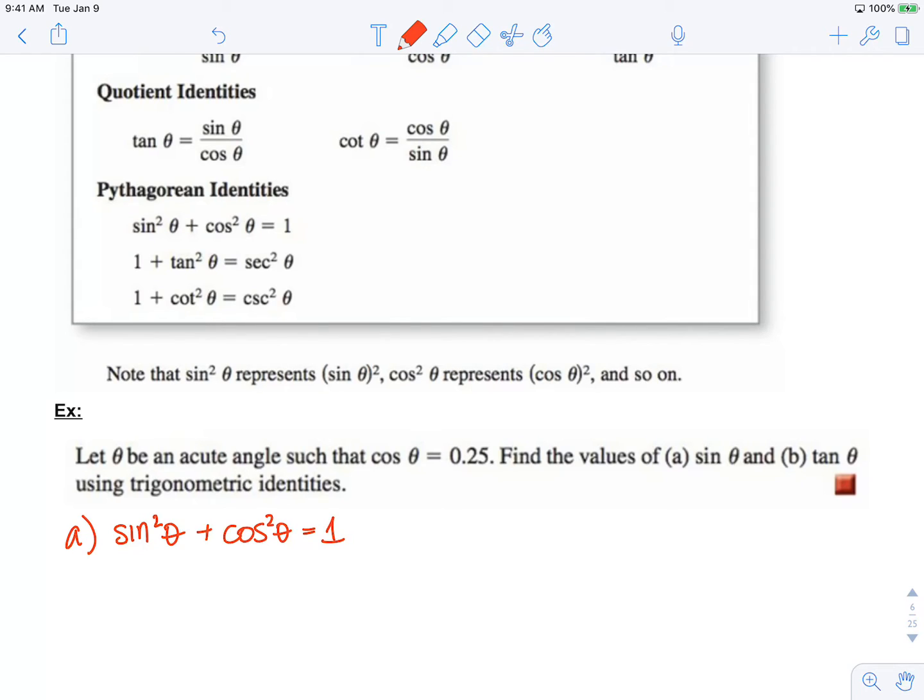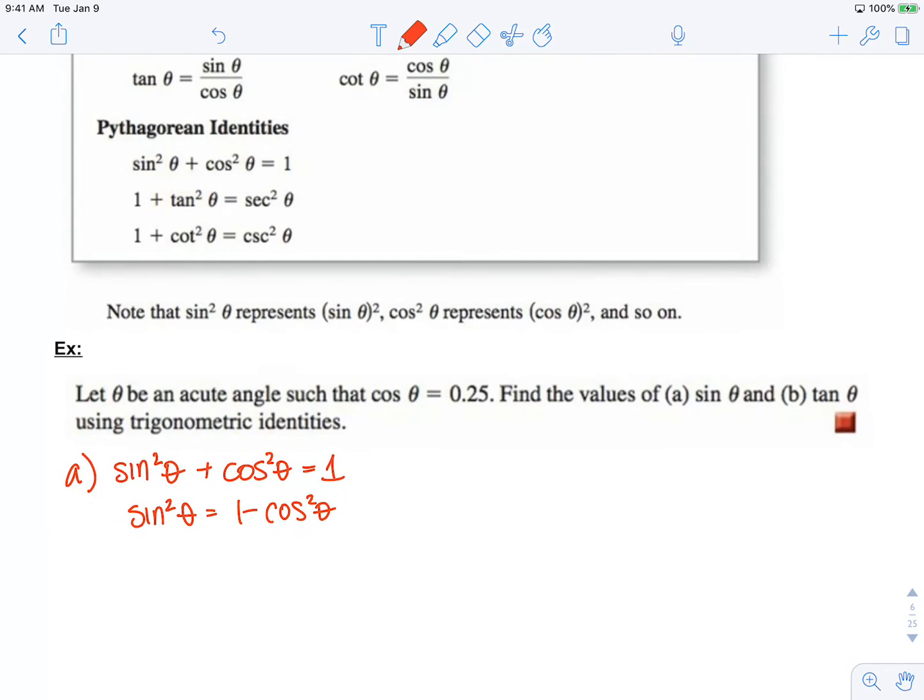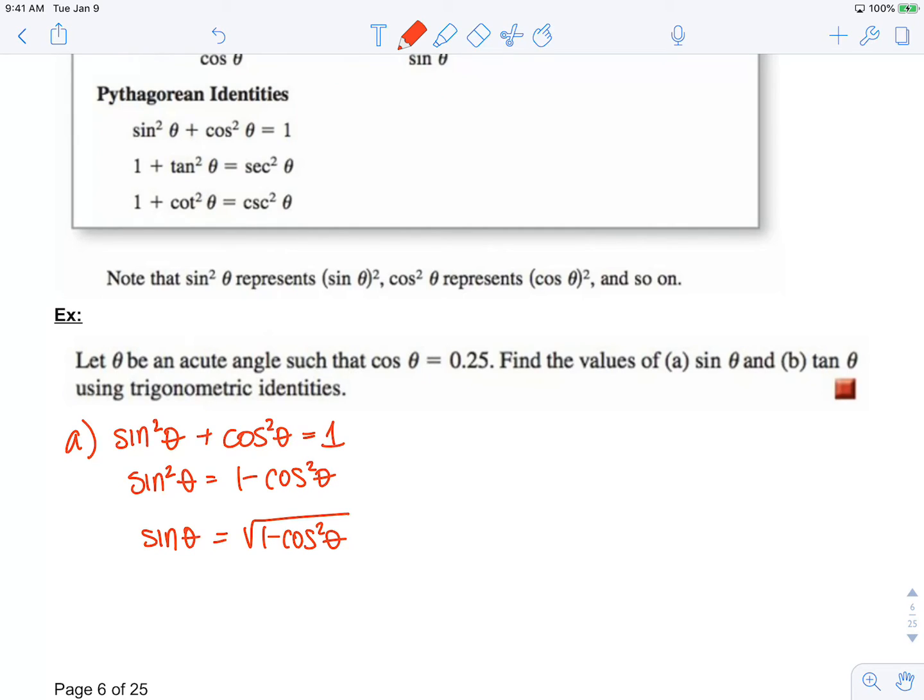So if we are trying to find sine theta, sine squared theta is 1 minus cosine squared theta. So sine theta is the square root of 1 minus cosine squared theta. And we know that cosine theta is 0.25. So sine theta is square root 1 minus 0.25 squared. And if we plug that into our calculator, sine theta is approximately 0.968.